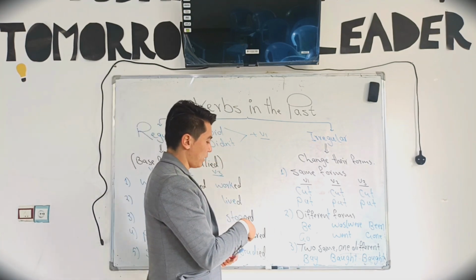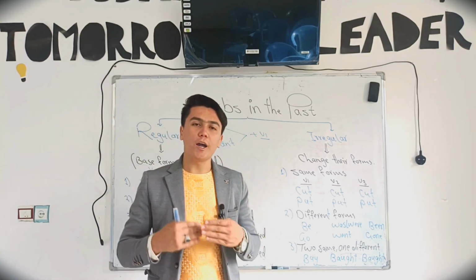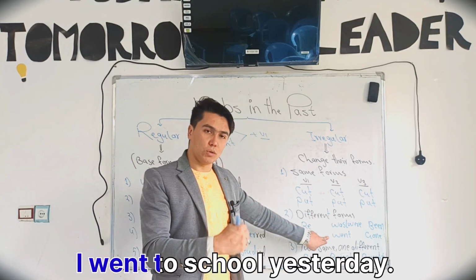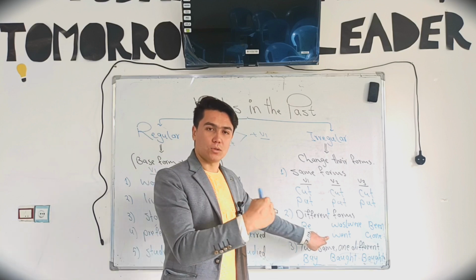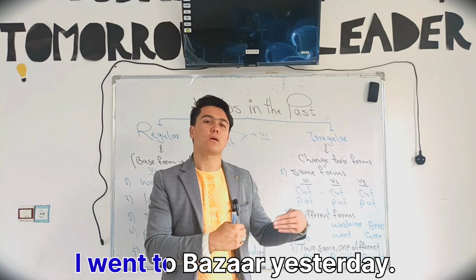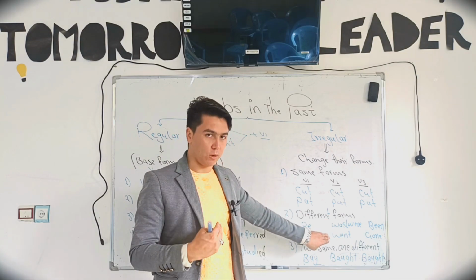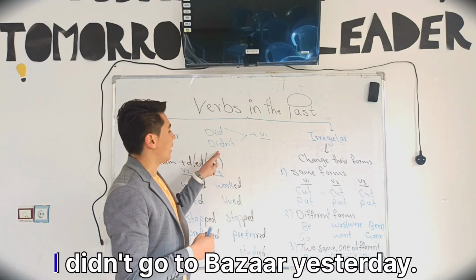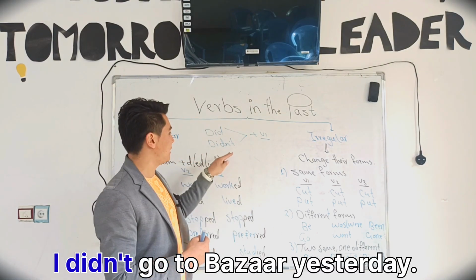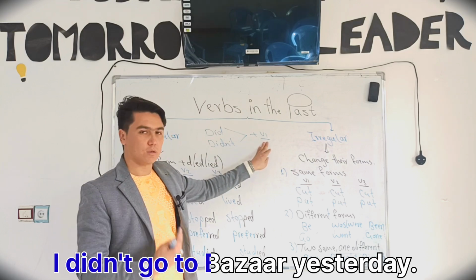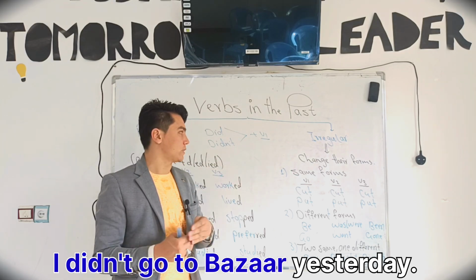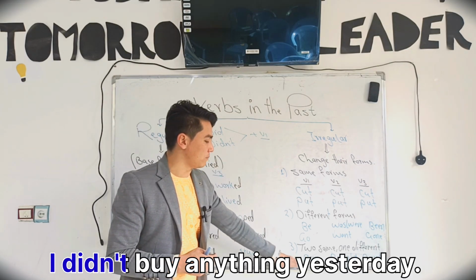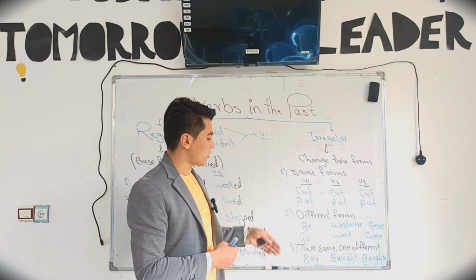For example, with the verb go, you can say, I go to school every day. This is simple present tense. And if you say, for example, I went to school yesterday, or I went to bazaar yesterday, this is a positive sentence. You can change it to negative by saying, I didn't go to... When we have did, the verb should change to the base form of the verb. We can say, I didn't go to bazaar yesterday, or I didn't buy anything yesterday. So these are all the examples.